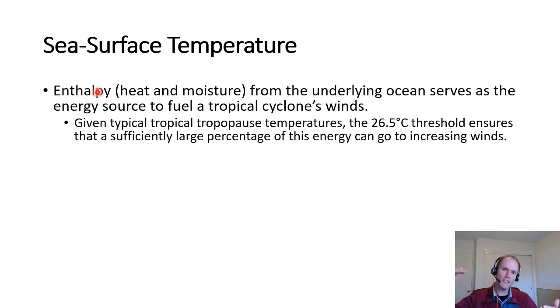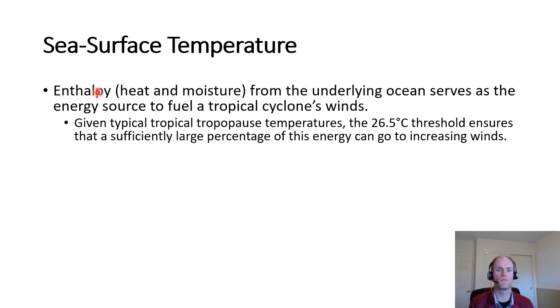So as air passes over the ocean, it gains heat and moisture. So long as the air is slightly cooler than the underlying ocean surface, it will gain heat. And it's always drier than the ocean surface because the air is very rarely saturated above the inherently saturated ocean. So the air gains heat and moisture from the underlying surface. And as we'll talk about later in this video and in subsequent videos, that energy serves to fuel the tropical cyclone's winds.